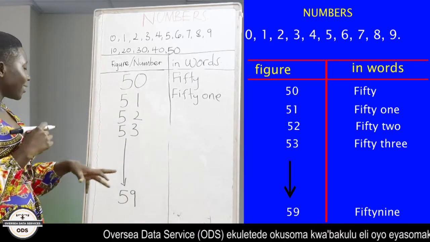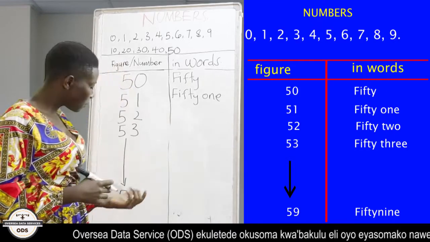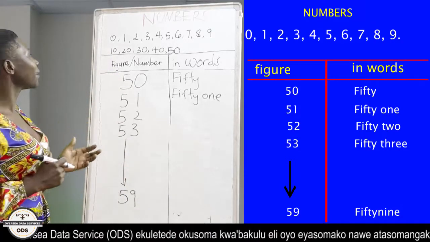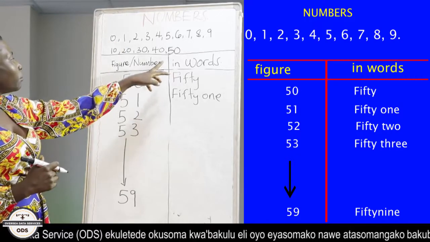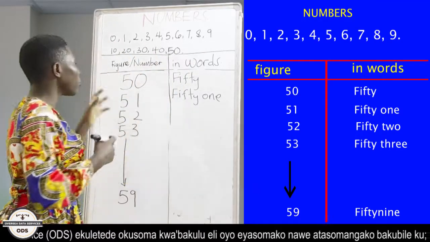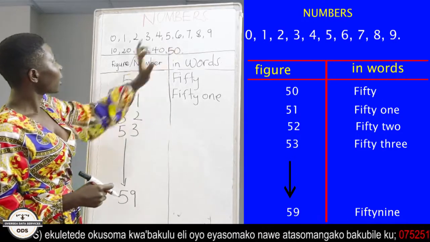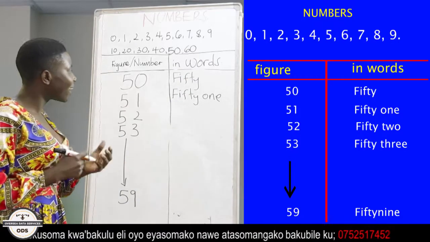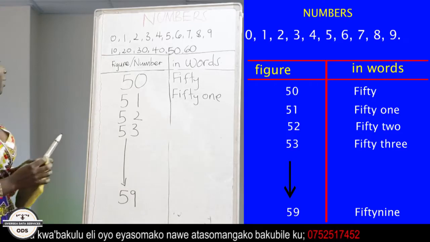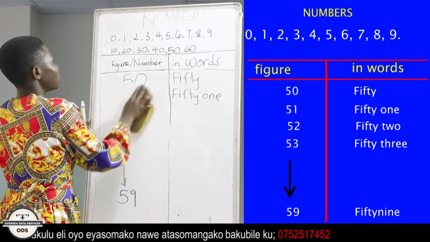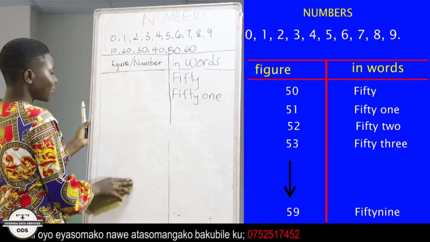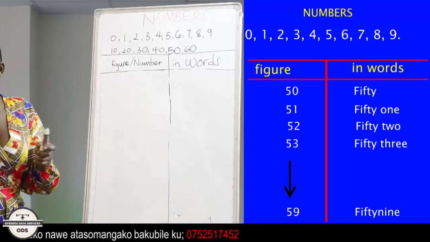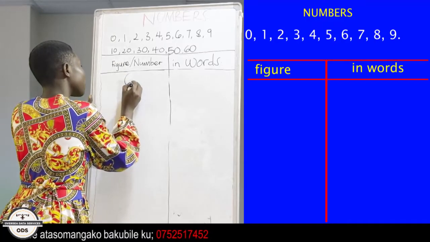59. And when we reach 59, we expect to go to another number. Now what number is that? Let us see. We finished here with 5 and 0, and we read this one as 50, makumi atano. Now we are here with 6 and 0, nkaaga. That is our next number, okay? We have 60. We have nkaaga, it is 6 and 0, okay? 6 and 0, nkaaga.